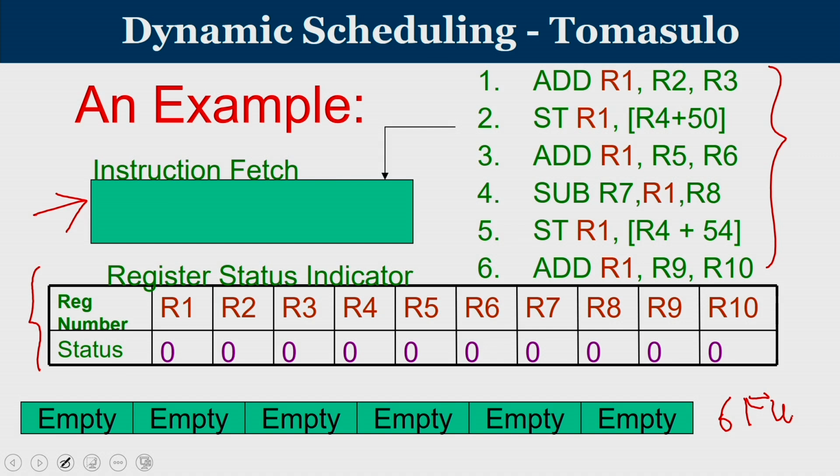Now, see what is the meaning of register status indicator. At this point, the RSI value, RSI stands for register status indicator, of all the 10 registers are 0. If RSI value is equal to 0, the meaning is for all these registers, the updated value is available in the register file itself. So, go and fetch from the register file, that is your operand. Having said this, let us move into the example.